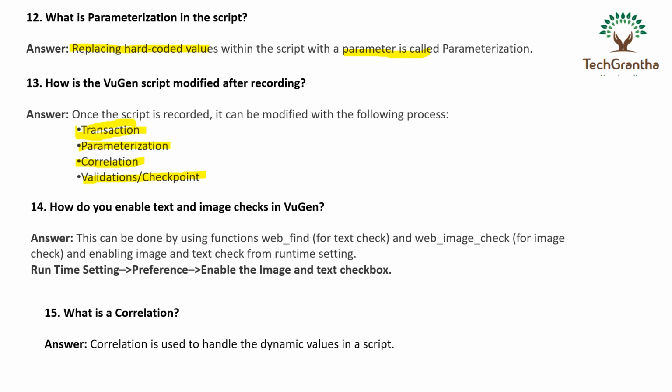Now the last question of that session: what is correlation? Correlation is nothing but how we handle the dynamic values in the script. That is very easy to identify also. Whatever value we hard code, that is known as parameterization, and whatever value is dynamically changing from the server side, that is known as correlation. Okay, hope everyone is clear.